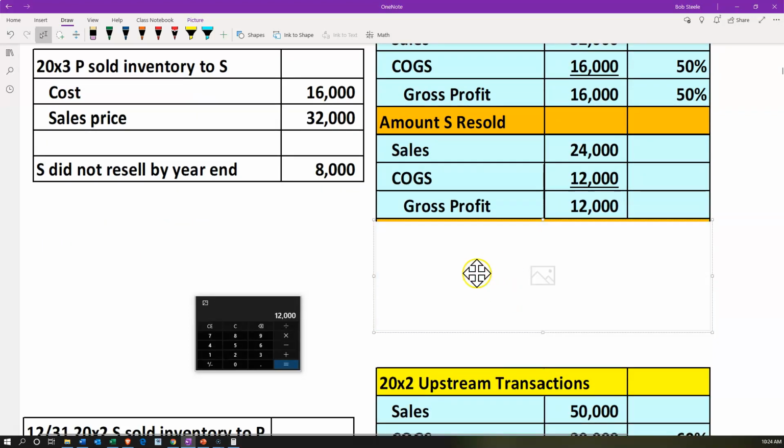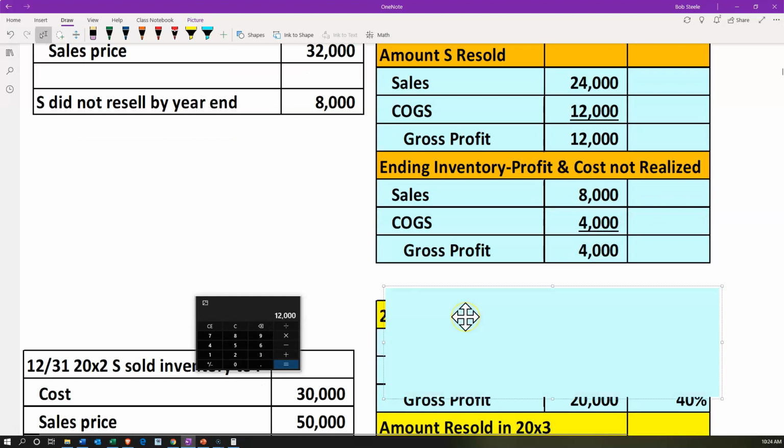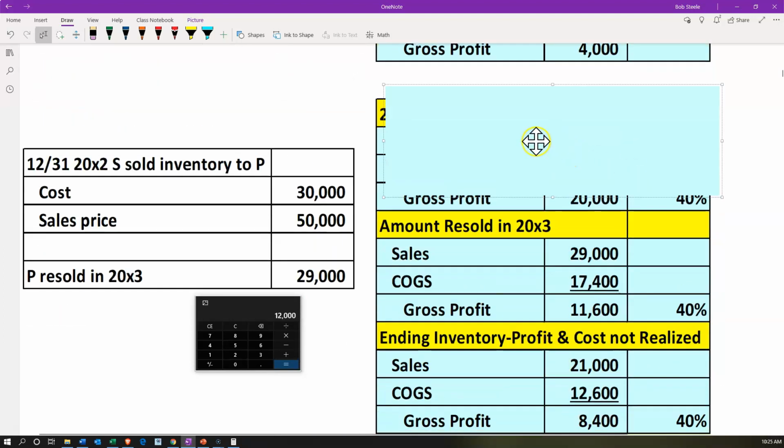Then we're going to have the amount that's still reflected in basically the ending inventory, the amount that had not yet been sold, where we're going to have the 32 minus the 24, or that 8,000, same 8,000 as is over here. Then we can take the 16 minus the 12 to get the 4,000, or we could take that 8,000 times the 50%. And then we're going to take the 8,000 minus the 4,000 to get to the 4,000, or we could take that 8,000 once again times the 50%. All right, then we're going to move down.